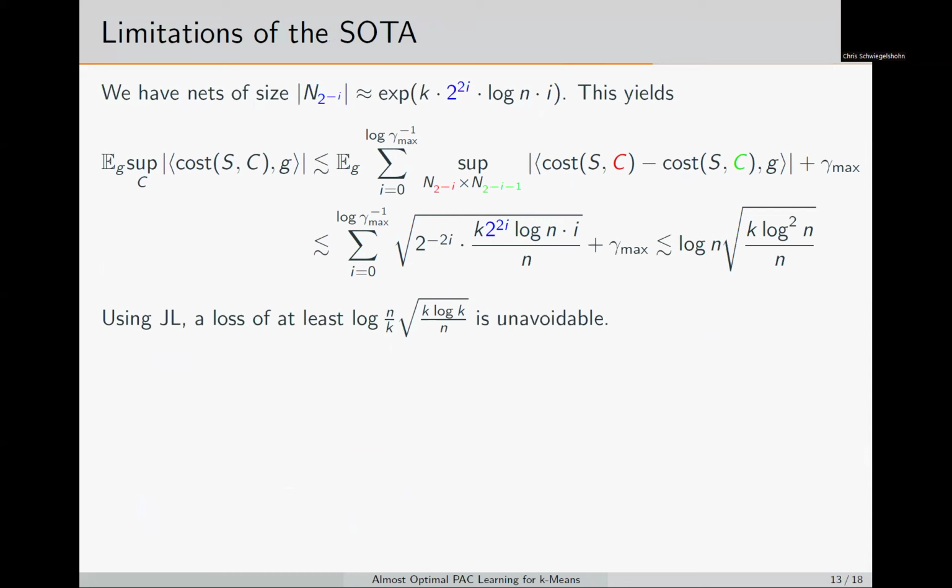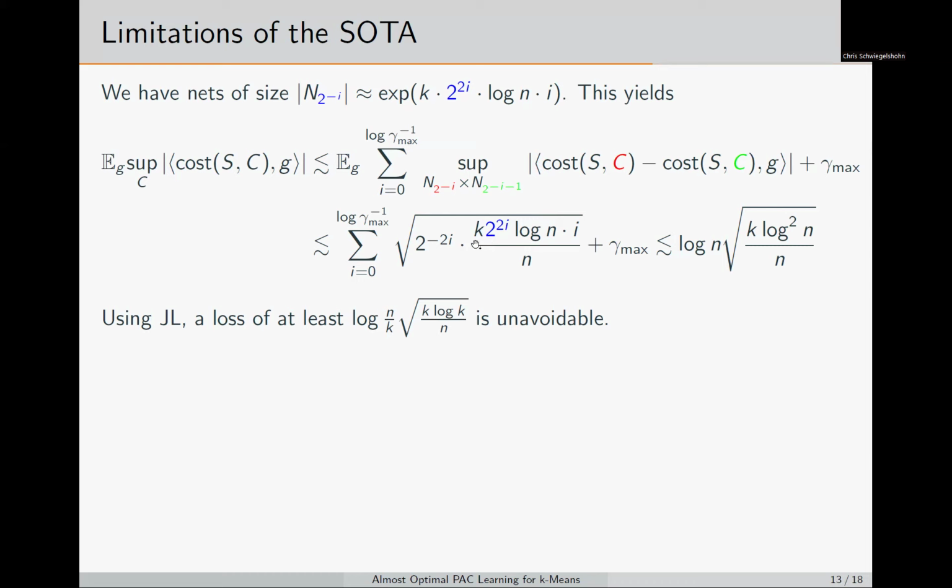So why is the state-of-the-art stuck at this stage? Well, we have these nets of size that are exponential in 2 to the 2i, and this is unavoidable if you are using Johnson-Lindenstrauss, right? So the dependency on the accuracy is tight for Johnson-Lindenstrauss. You cannot really do any better. And in this case, we ended up at this sum right here. So the 2 to the minus 2i, which is the decrease in variance from one link in the chain to the next, was countered with an increase in the net size.